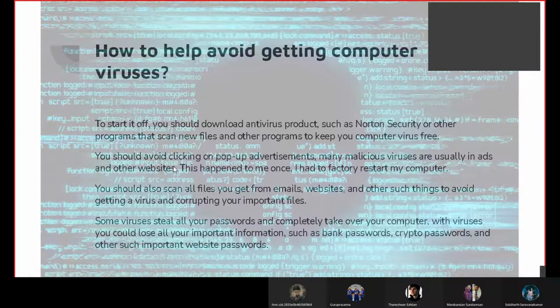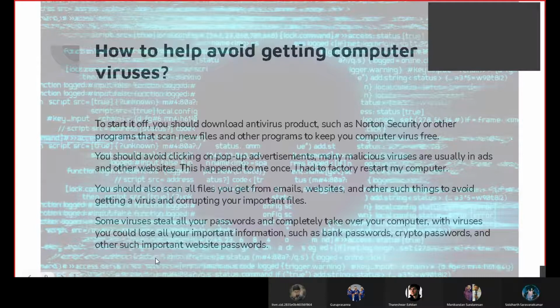You should avoid clicking on pop-up advertisements. Many malicious viruses are usually in ads or other websites. This happened to me once and I had to factory reset my computer. Had to restart my whole computer and lost all of my information. Not fun. You should also scan all files you get from emails, websites, and other things to avoid getting a virus and corrupting your important files. You sometimes get spam emails or other emails from other websites. You should check those first to see if they're infected with something.